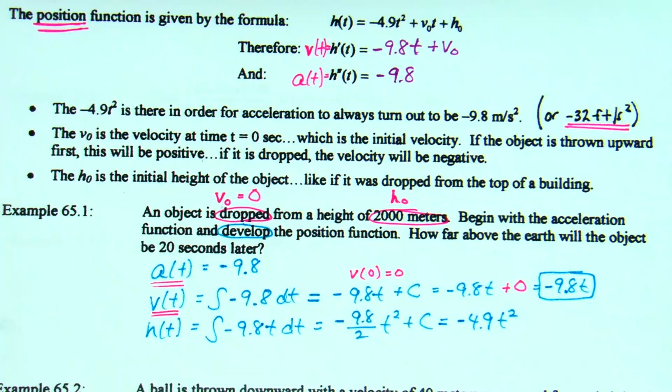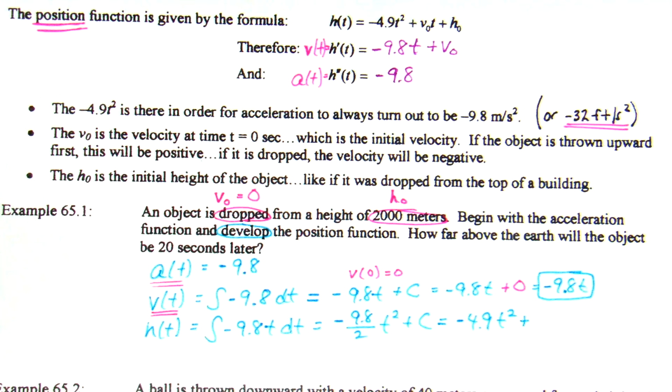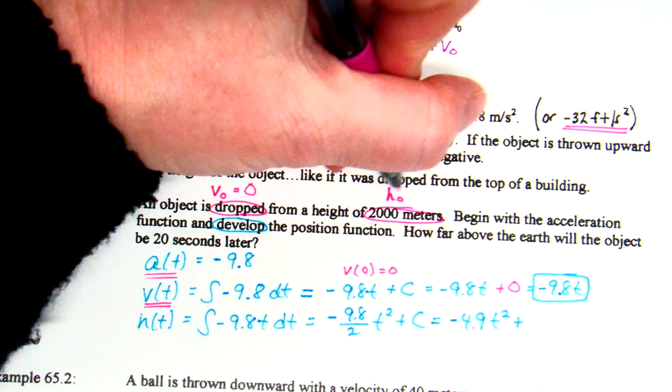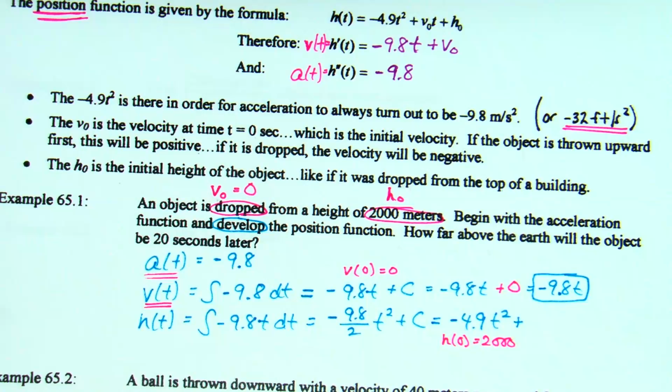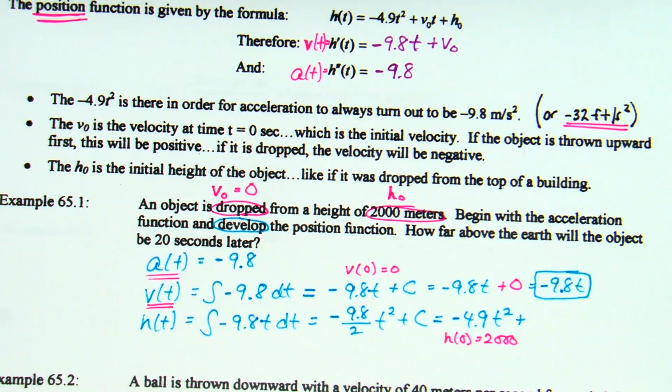What's my c going to be? If you look up above, it's going to be the h of 0. H of 0 is going to be equal to what? 2,000, right? So if h of 0 is 2,000, officially you can put in the 0 for t squared. It's plus c, and it equals 2,000. So you end up with the c being 2,000.